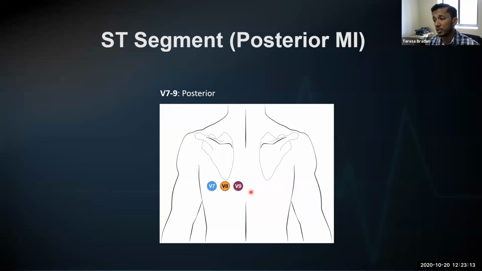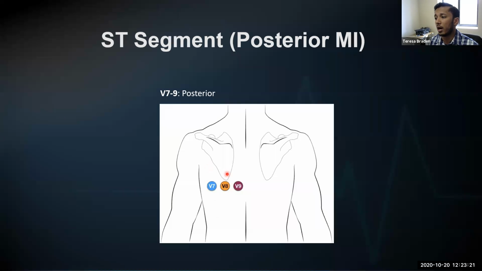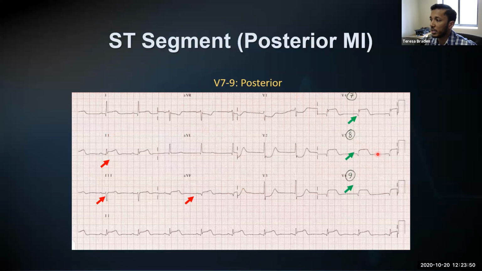So what is that? You're going to take leads 4, 5, and 6, and you're going to put them on 7, 8, and 9, or they're going to become 7, 8, and 9 on your left back. You're going to use the inferior angle of the scapula to mark V8, and then a little lateral to that will be V7 and a little medial will be V9. And then when you do those posterior leads, you'll see some elevation in 7, 8, and 9.